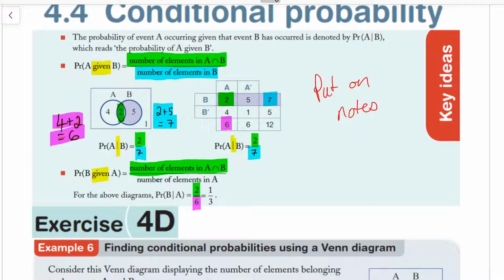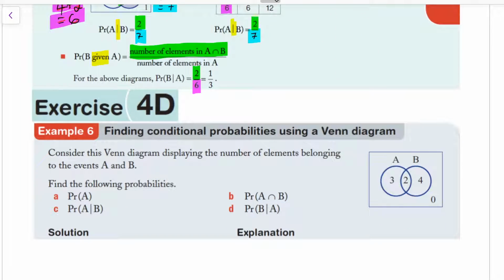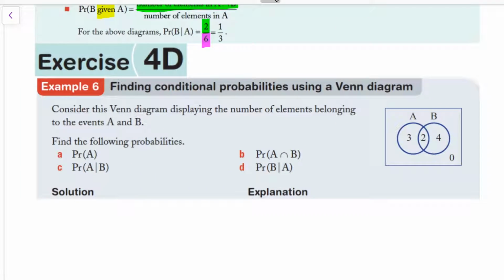All right, so let's look at our example that we have on our next page. Oh no, it's on the same page. So just down below, example number 6. Now we've got a Venn diagram to work with. And now I'm combining some of the work that we've already done with some of this new conditional probability that we've been working on. So consider the following Venn diagram.